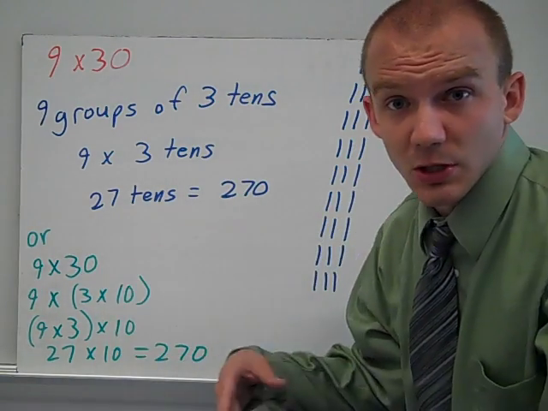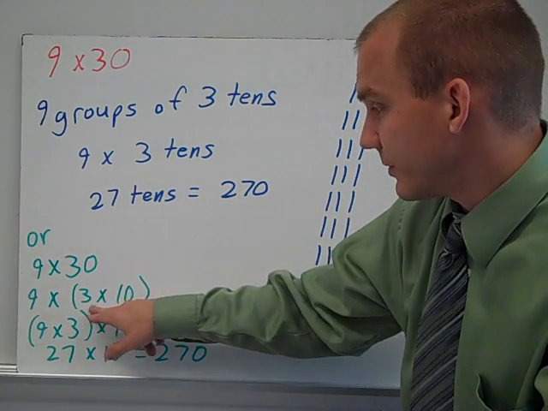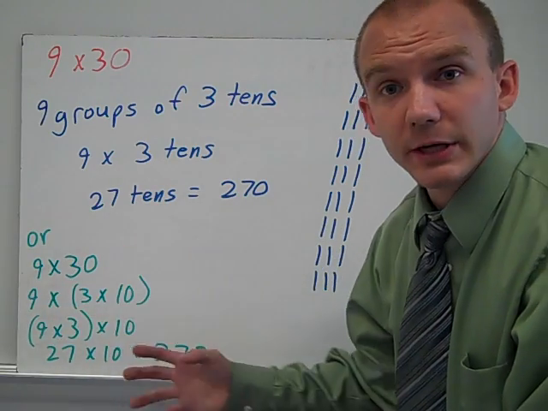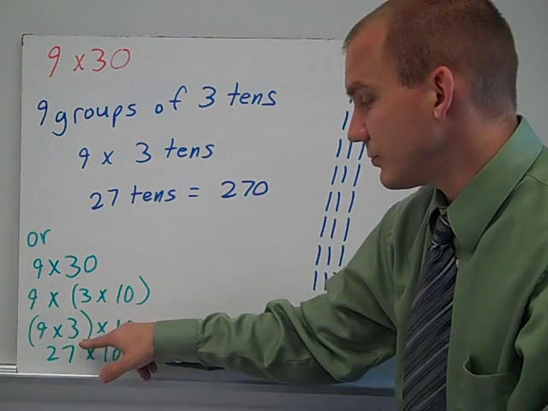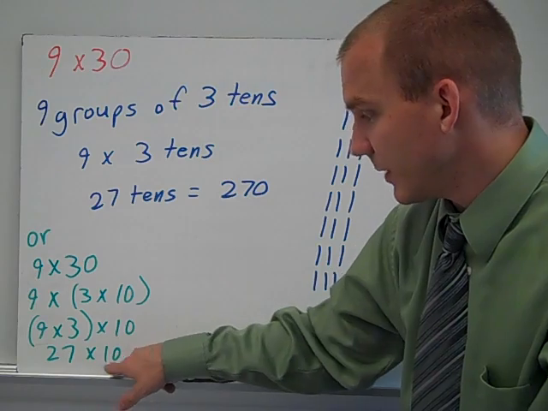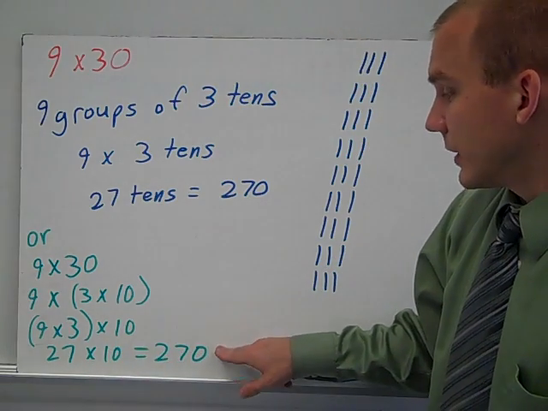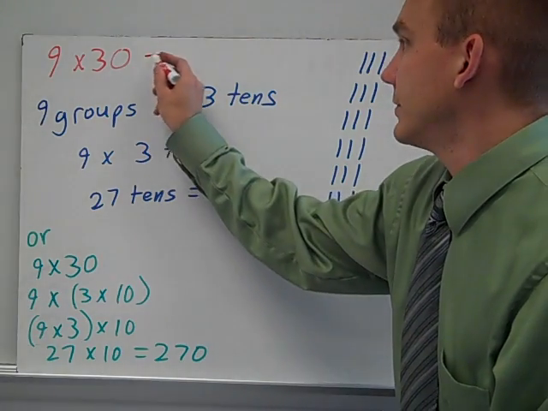Or we can use the associative property again. And 9 times 30, we replace 30 with 3 times 10. So we have 9 times 3 times 10. We then regroup it. 9 times 3 times 10. Well, 9 times 3 is 27. And 27, we then have to multiply by 10. 27 by 10, you just throw 0 on the end, is 270. So again, our product is 270 for 9 times 30.